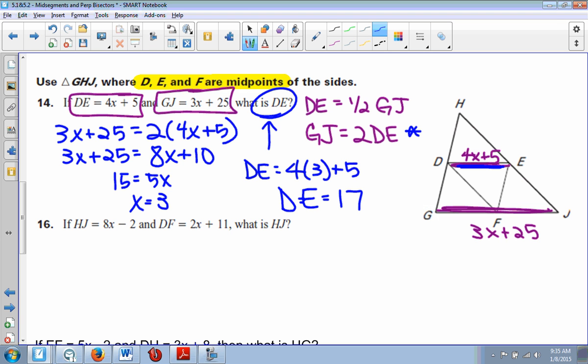You'll have a problem just like this on your test. So you may want to highlight or star this problem or circle it so that when you review for your test, you come back and rework the problem because there will be one just like this on your test.